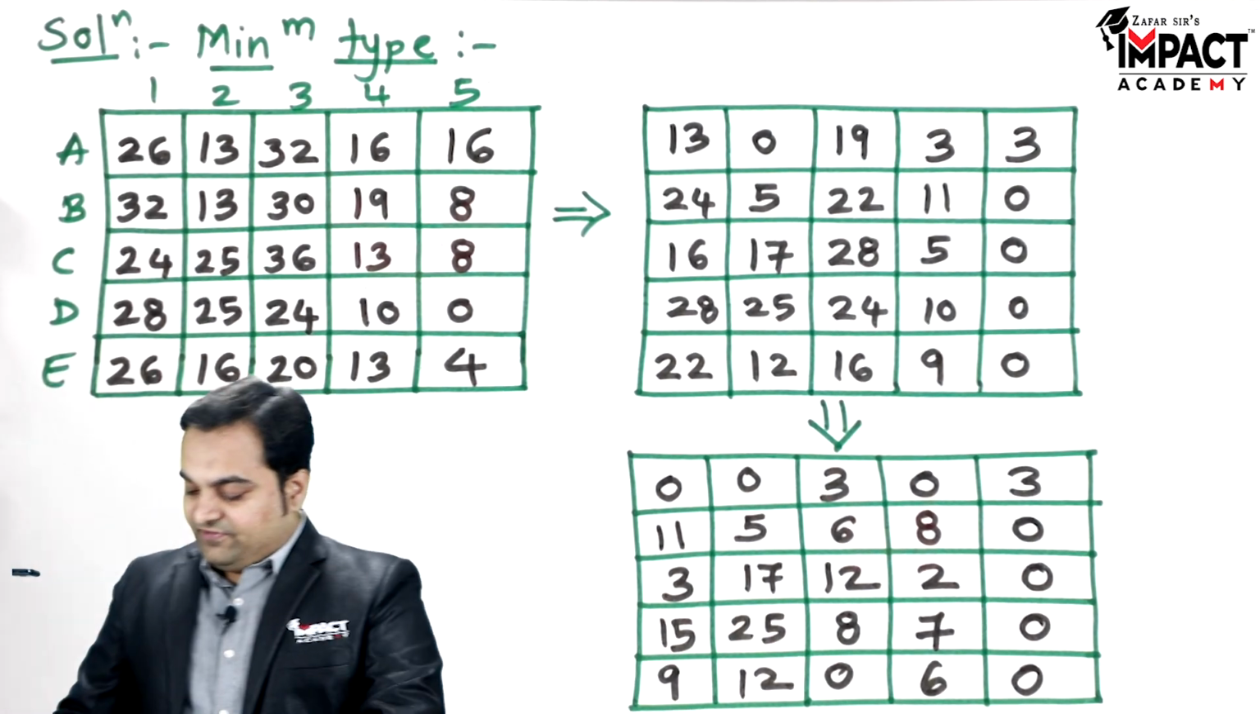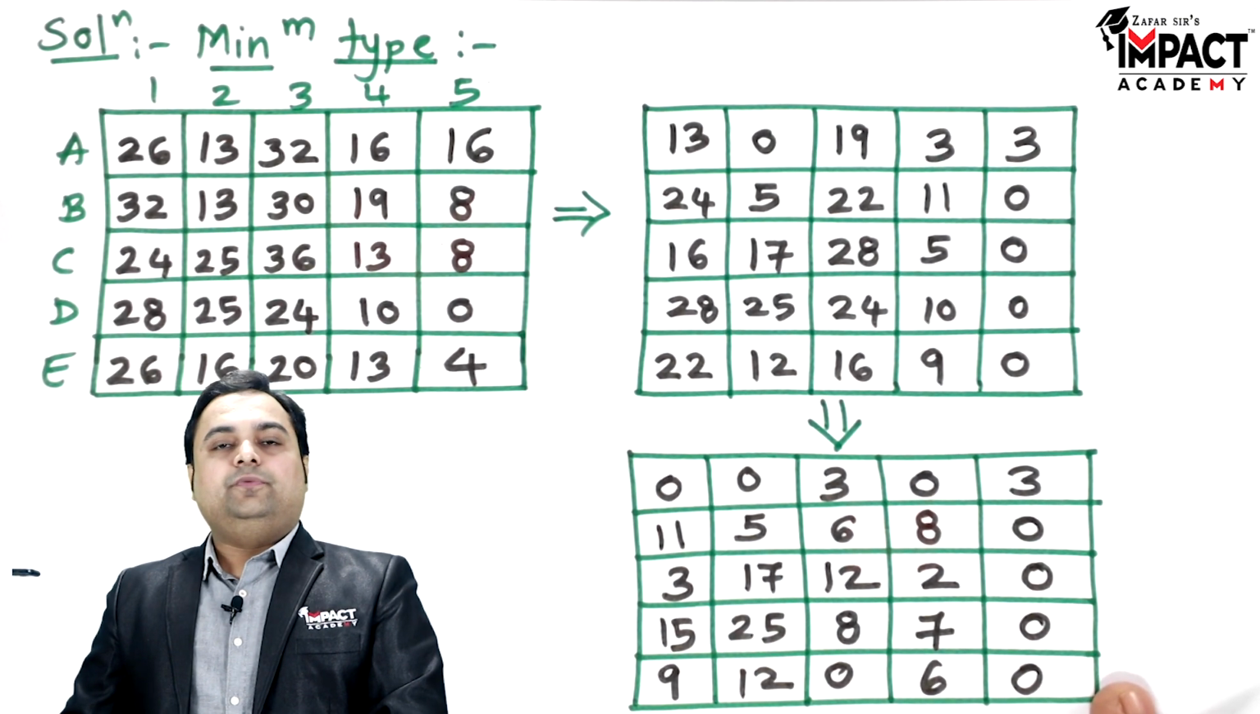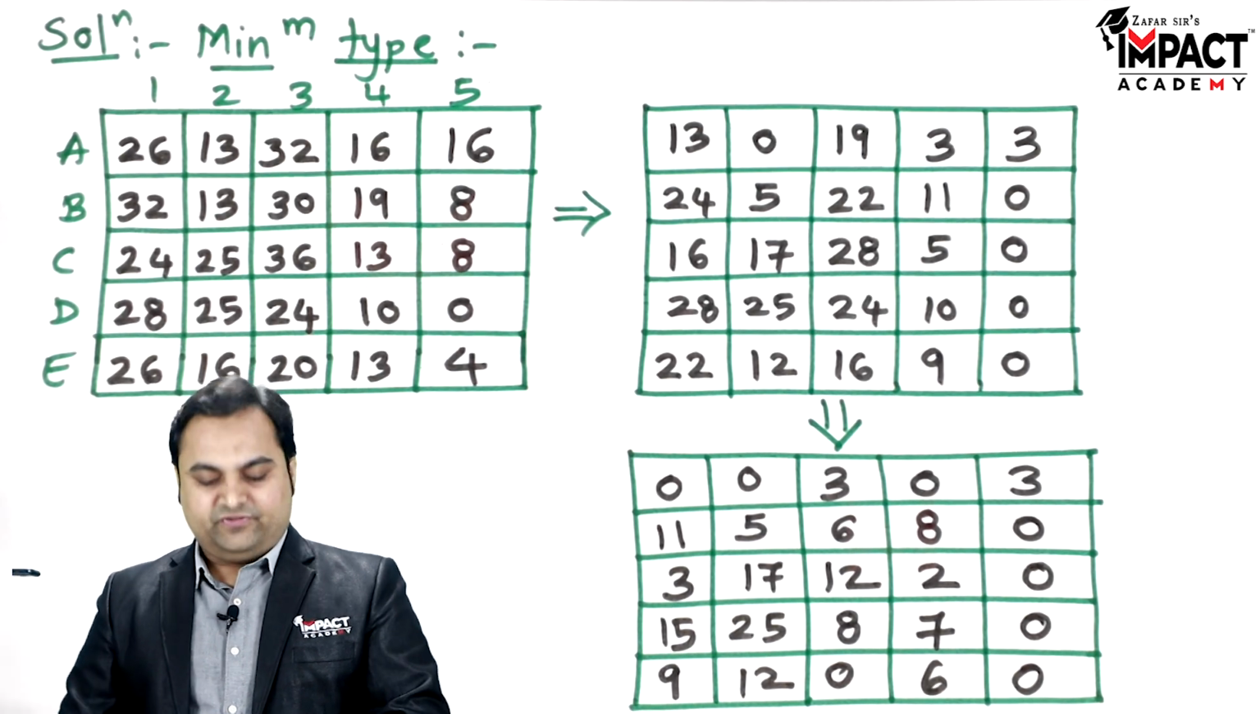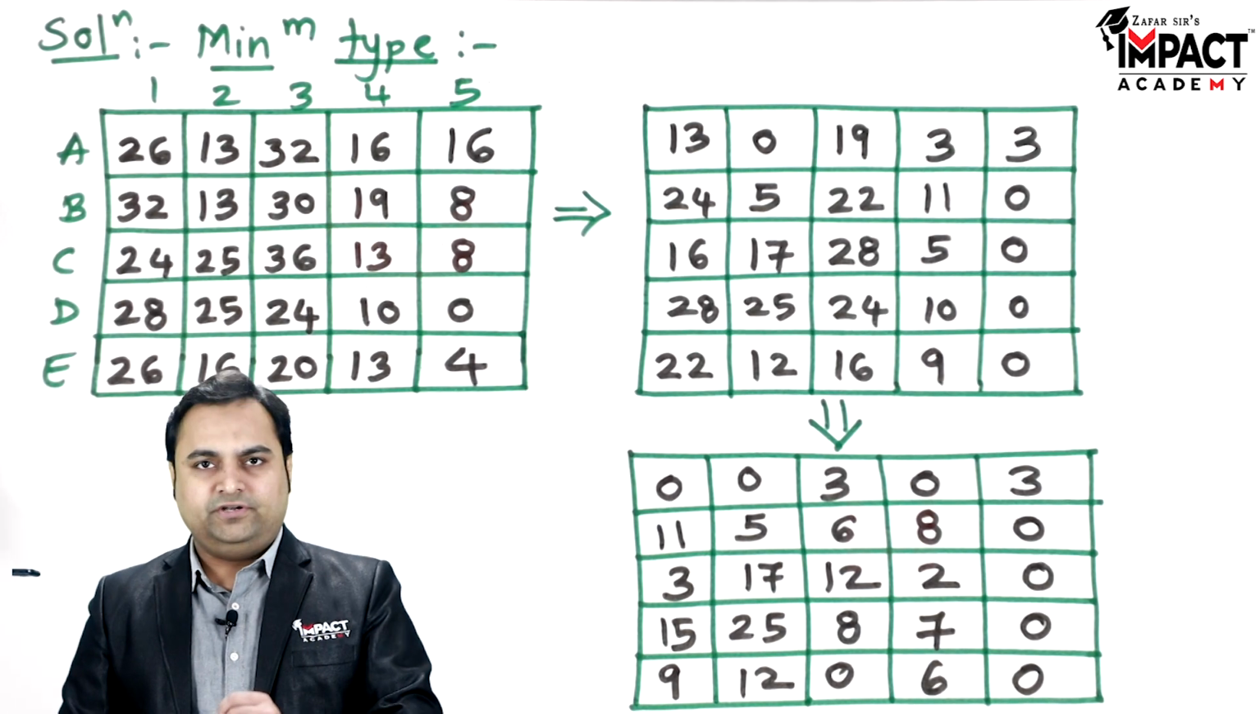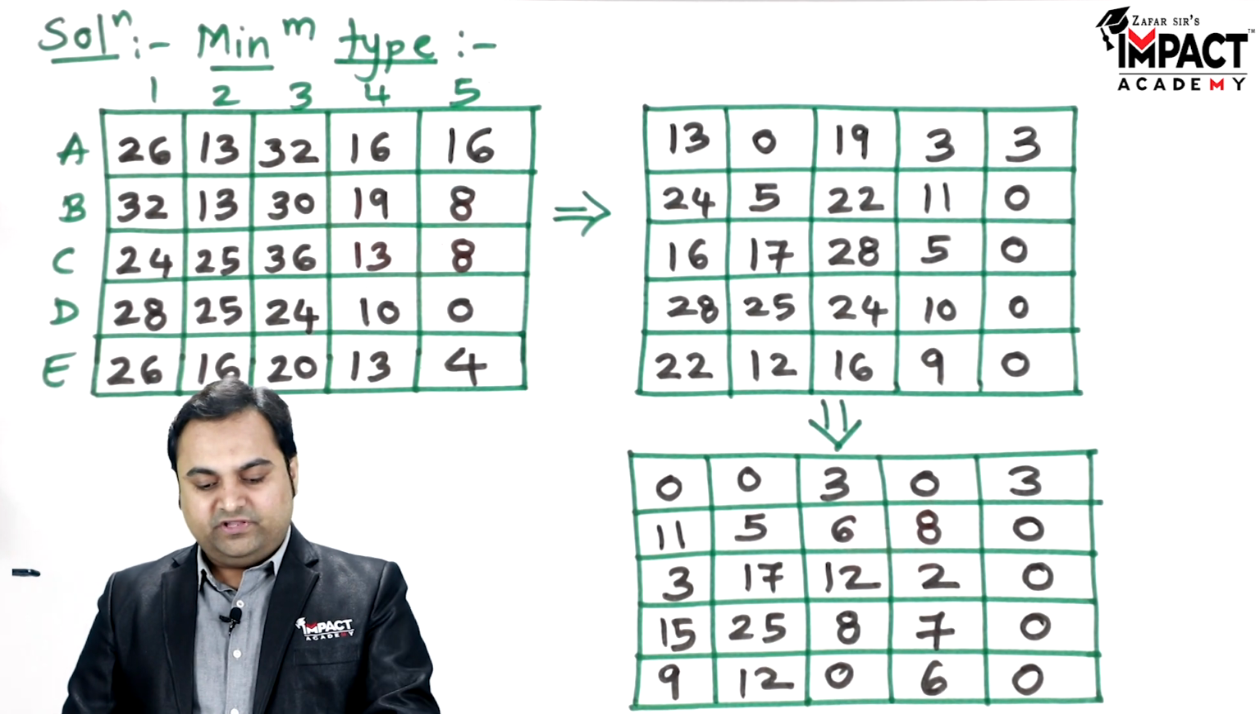Now, once we have zeros in each of the rows and columns, we can start with the assignment process. And here the method which we are using is called the Hungarian method. So let's get started with the assignment.